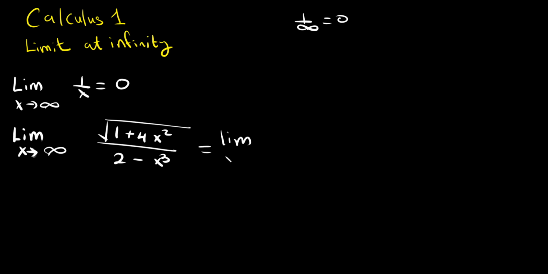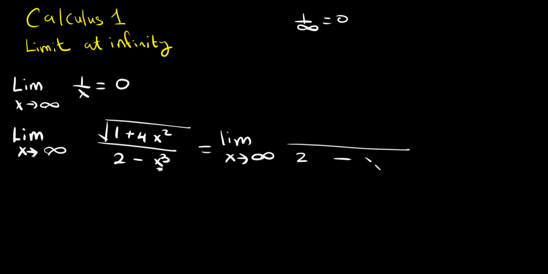Limit as x approaches infinity. Normally what we do is try to simplify, conjugate, or factorize. But here we can't simplify, we can't factorize, and we can't conjugate. What we can do, though, is divide everything by the x that has the greater power. This x has the power of x to the power of 3, so I'm going to divide everything by x to the power of 3.